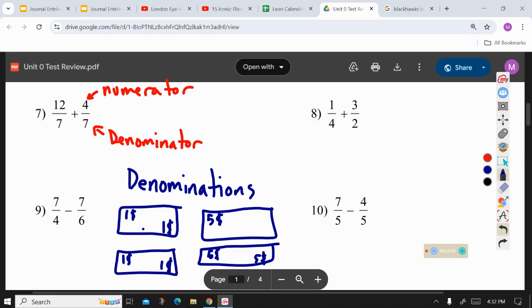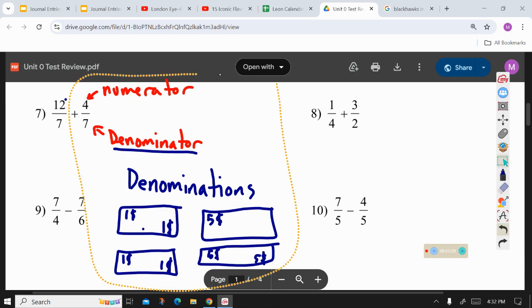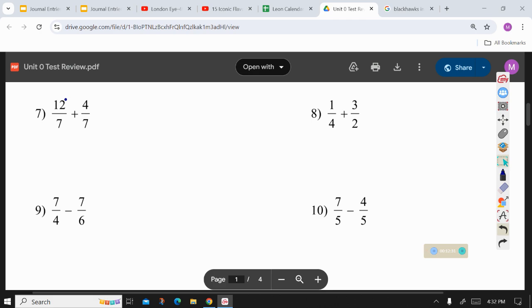The number on top of the fraction tells us how many do I have of this thing I'm counting. And again, the number on bottom, the denominator, tells us what kind of thing are we counting. Are we counting halves? Are we counting thirds? Are we counting fourths? And so on and so on. So in this one that we're talking about, we have two fractions that both have the same denominator. They're both a 7.